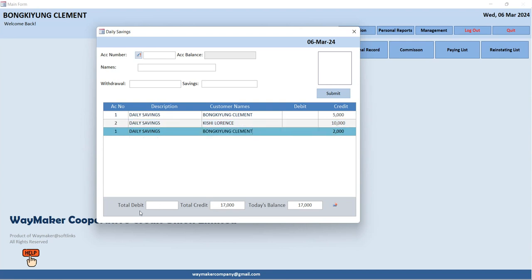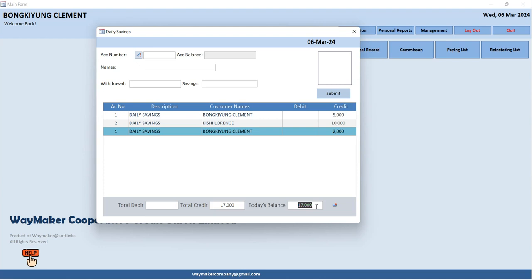Below here we have the total debit, total credit, and today's balance. Total debit is the amount that was withdrawn for that day. Total credit is the amount which was saved, and today's balance represents what the daily collector has to pay into the cashier, or the balance of the account as at that day. So as at the 6th of March 2024, the balance here is 17,000 francs, which means the collector has to pay in this amount, or the collector's daily savings balance for that day should be this amount.